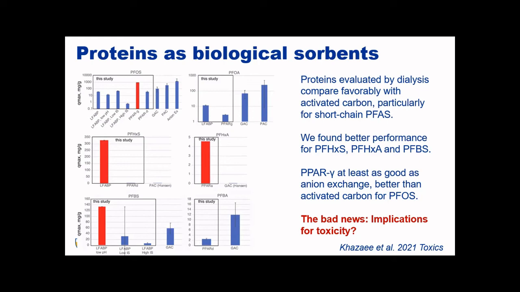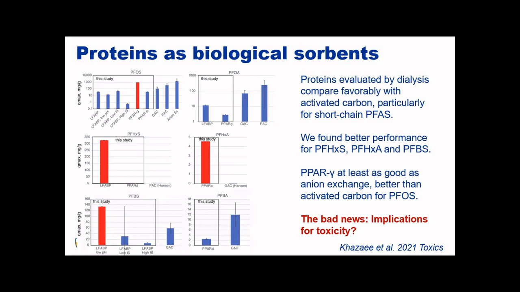And so what we found was we can get better performance than your typical activated carbon for PFHxS, PFHxA, and PFBS using mammalian proteins that are implicated in the toxicity of these compounds. And so we found, for example, that PPAR gamma is at least as good as anion exchange, better than activated carbon for PFAS. And PPAR delta and PPAR alpha seem to bind strongly to some of these short chain PFAS. And so this is kind of interesting because it may give us clues into what sort of sorbents would be good at capturing short chain PFAS. It's probably bad news for toxicity because it means that there are these strong interactions with important nuclear receptors.